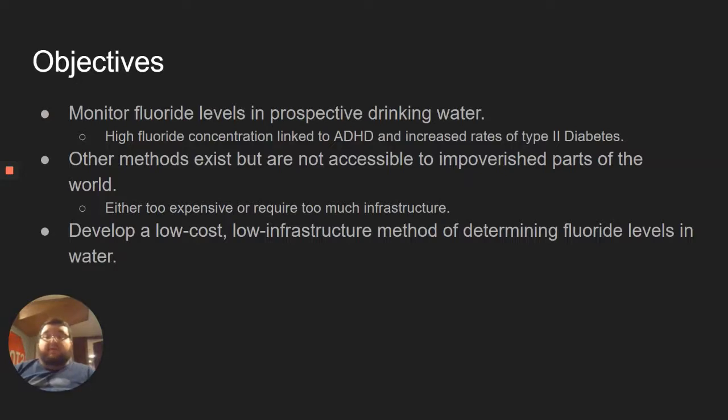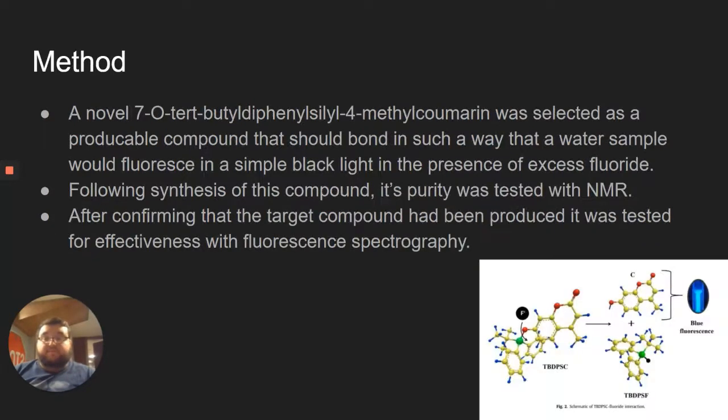So with that, this paper tried to develop a compound that could provide a low-cost, low-infrastructure method to determine fluoride levels in water. Going into that method, the paper identified a novel 7-tert-butyl diphenylsilofluoromethylchloramine compound, which I will not pronounce again, and selected it as a producible compound that should bond in such a way that a water sample with fluoride in it would fluoresce under a simple black light.